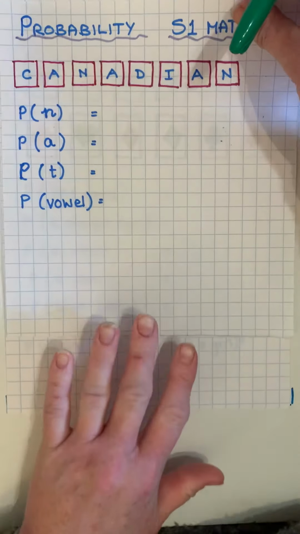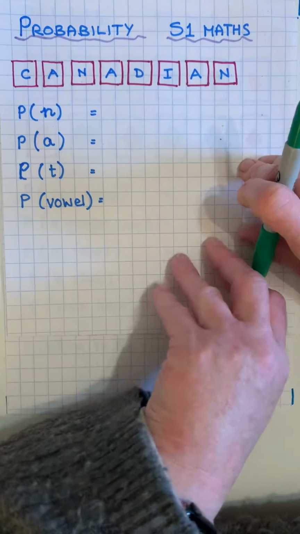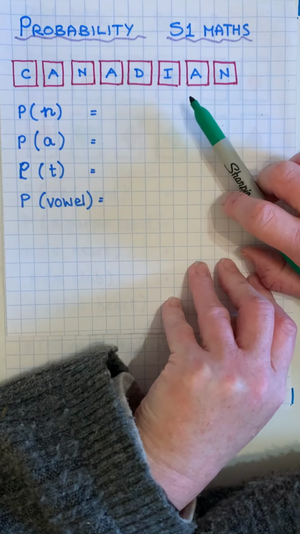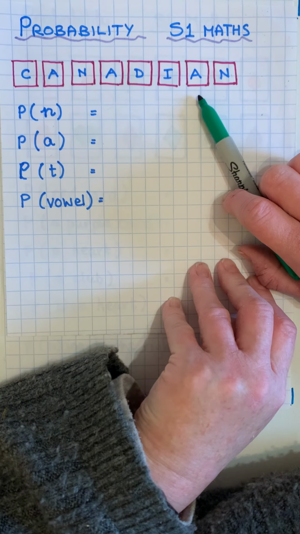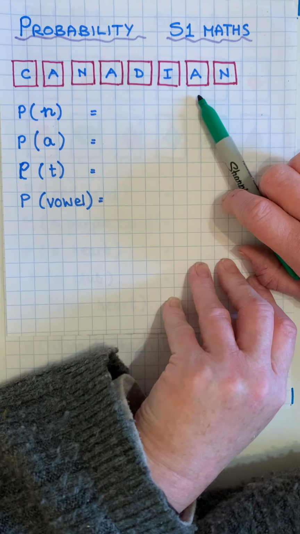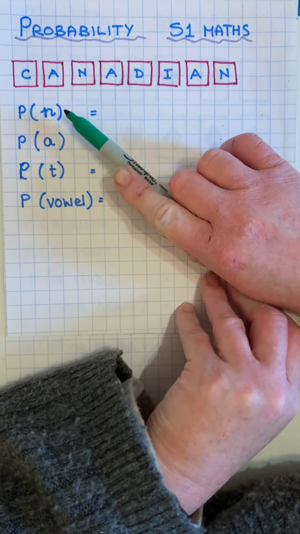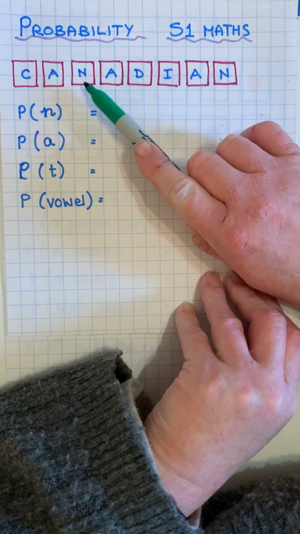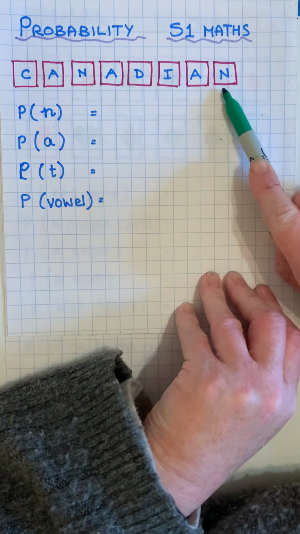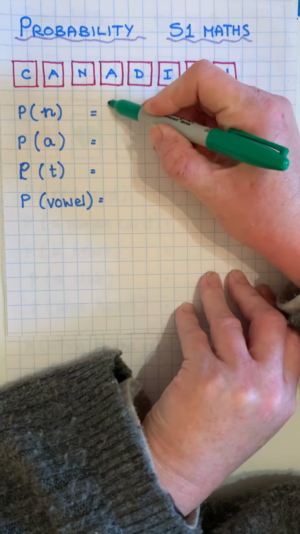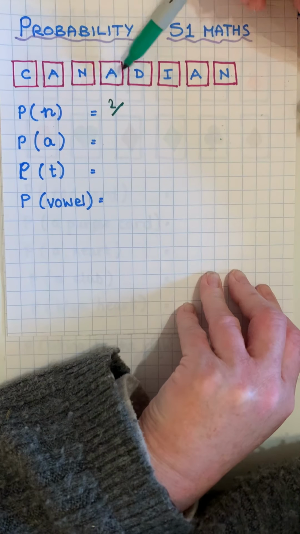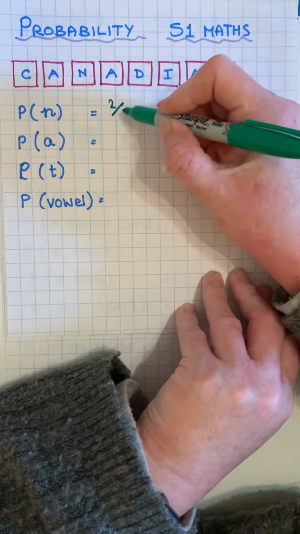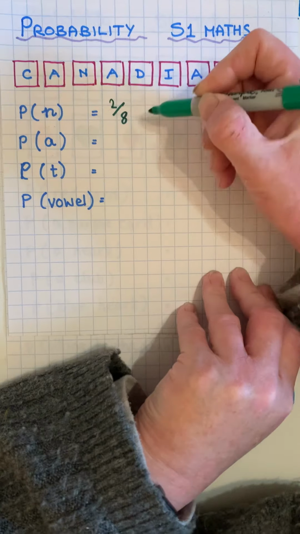Right, next question. I have all the letters in the word Canadian. Okay, I'm going to pick one letter at random. What is the probability I will pick the letter N? So there's 1, 2 N's. How many letters have I got altogether? 1, 2, 3, 4, 5, 6, 7, 8. So that's 2 out of 8.